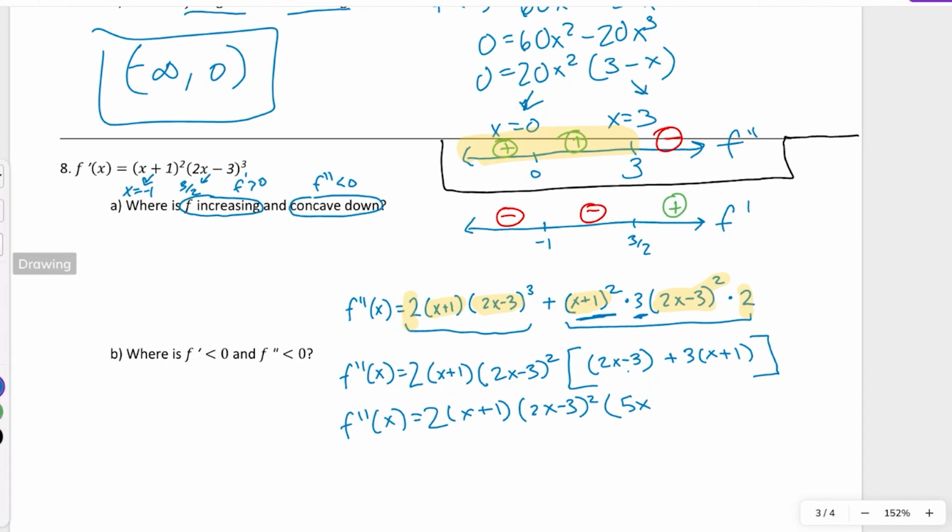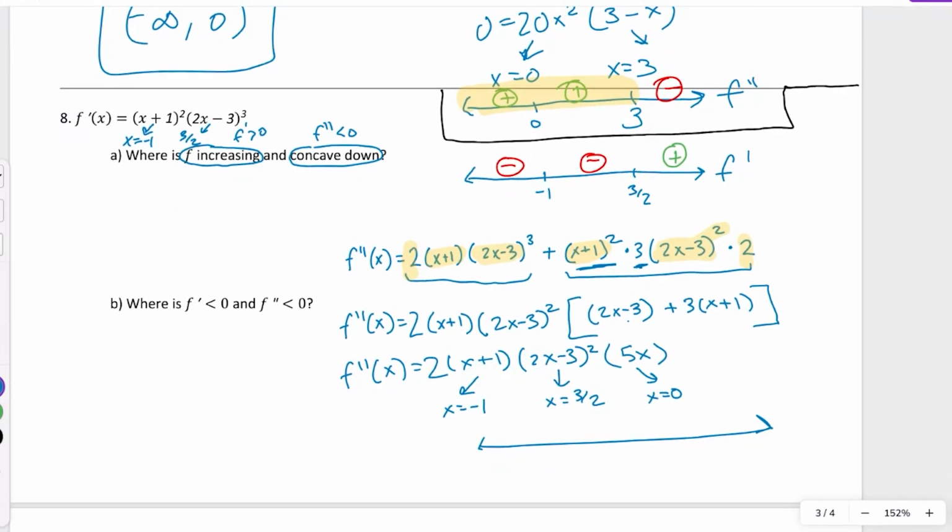So now I have f double prime in factored form. And so I can find my subcritical values. I'm going to have one at negative 1. I'll have one at 3/2, and I'll have one at 0. So those are going to be the three numbers I place on my sign chart. Negative 1, 0, and 3/2.